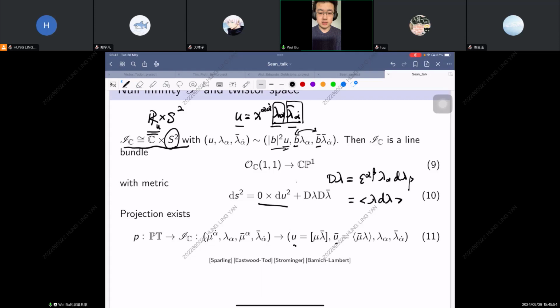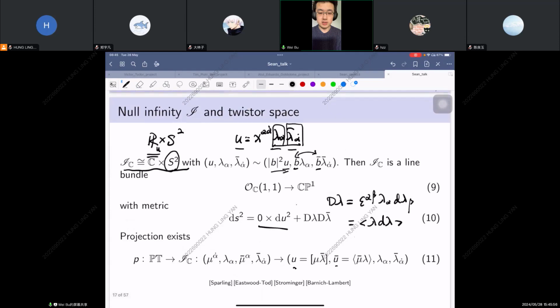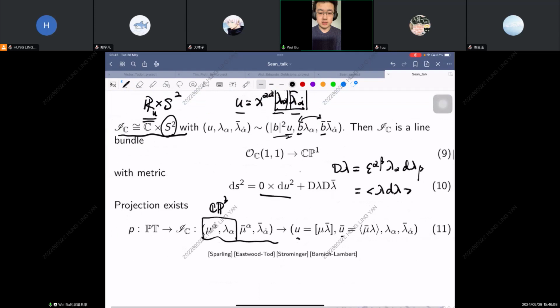So the basic geometric relation between scri and twistor space is that there's a projection. You can start with twistor space with these coordinates. So it's the CP3 coordinates, like we said earlier, lambda alpha and mu alpha dot that go from 0 to 1. They're homogeneous coordinates on CP3, and their complex conjugates.